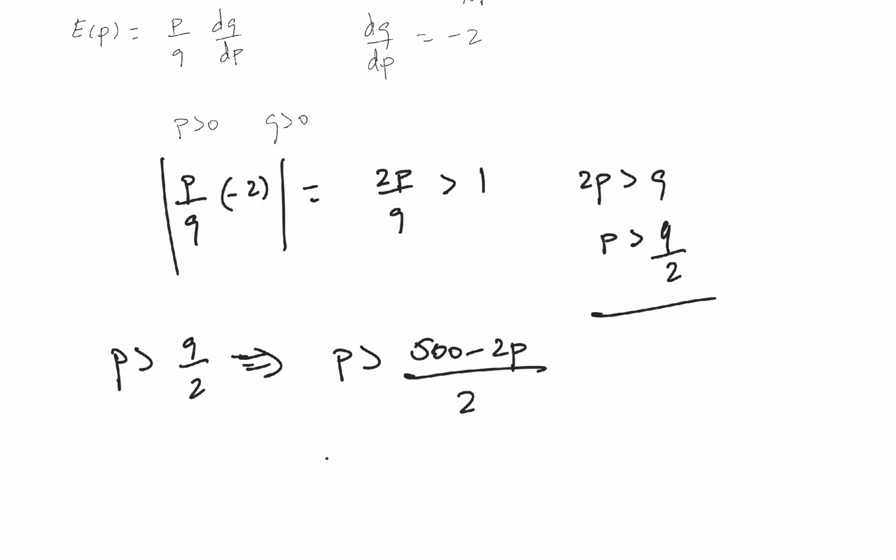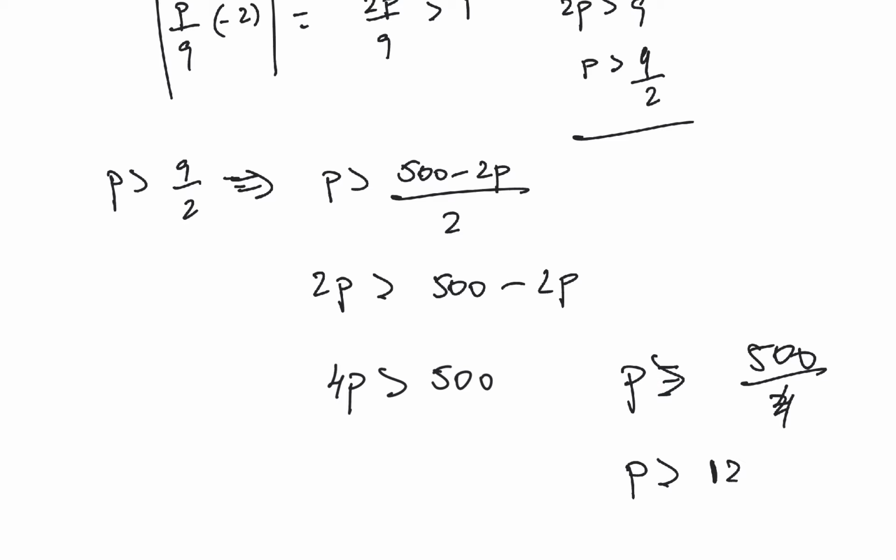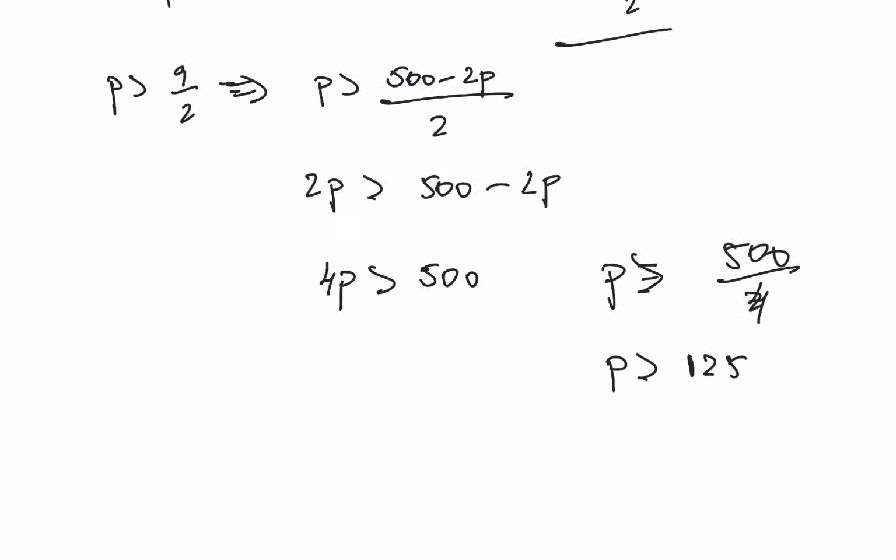So it means that 2P is bigger than 500 minus 2P, meaning that 4P is bigger than 500. So for P bigger than 500 divided by 4, which is 125, the elasticity is bigger than 1. So it's elastic for P bigger than 125.